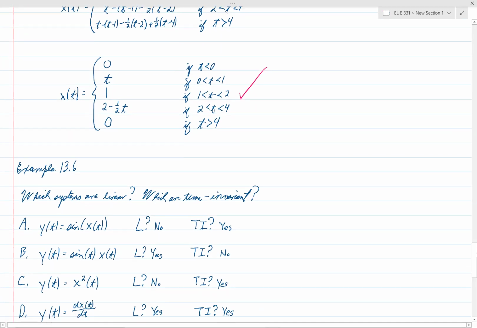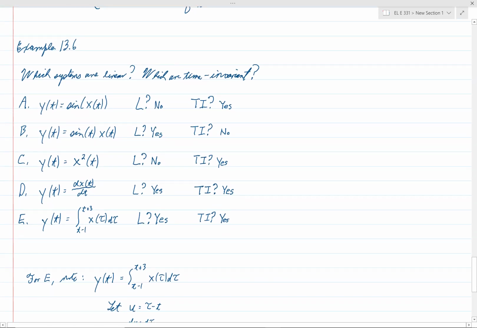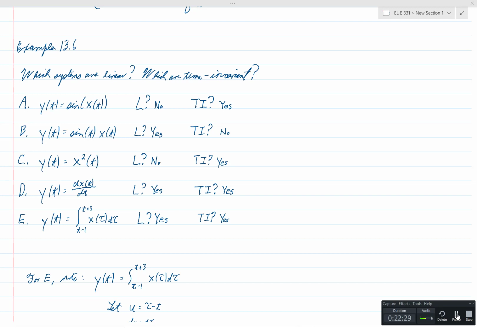And the final problem that I wanted to show you to just review is example 13.6, where I've given you 5 different systems, 5 different input-output equations, and ask you in each case which systems are linear, which means that they have the additivity. Let me stop here for just 1 second because I want to use exactly the same terminology we did before. So let me pause this.